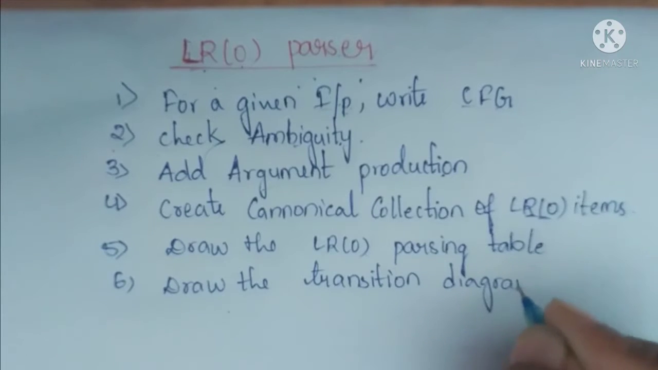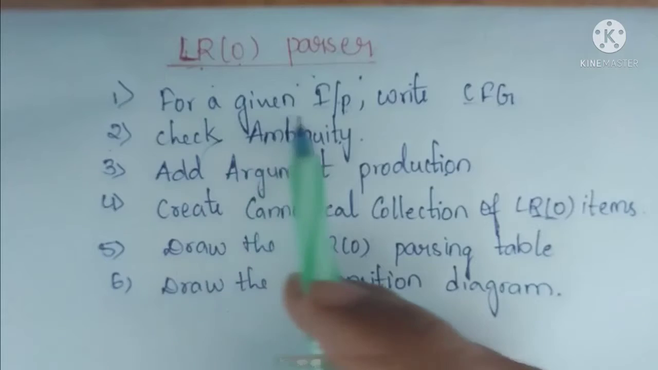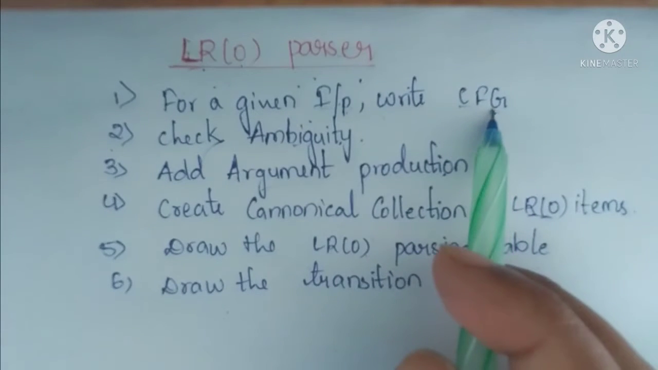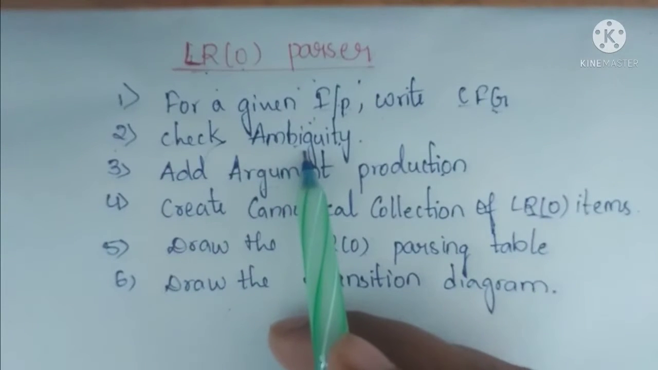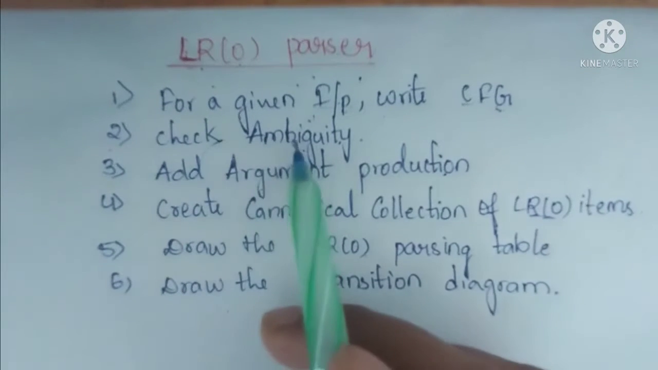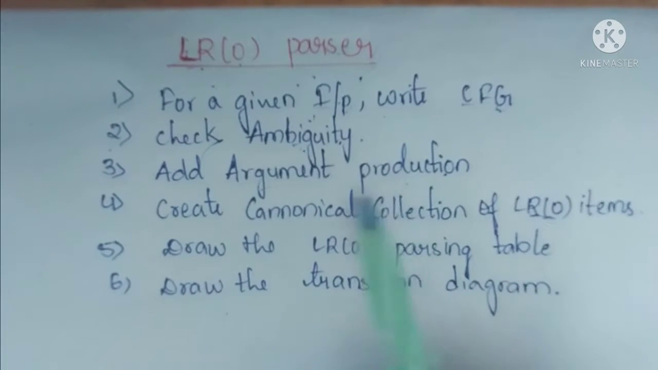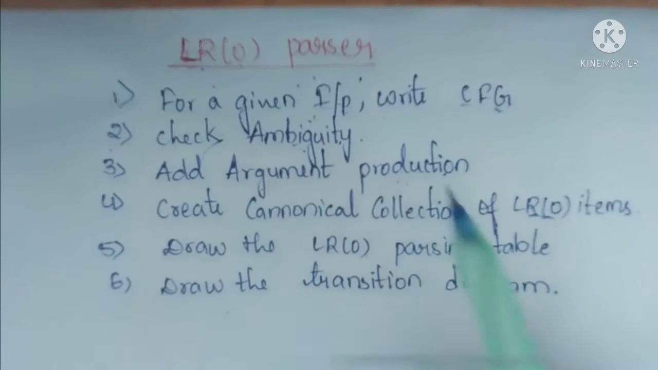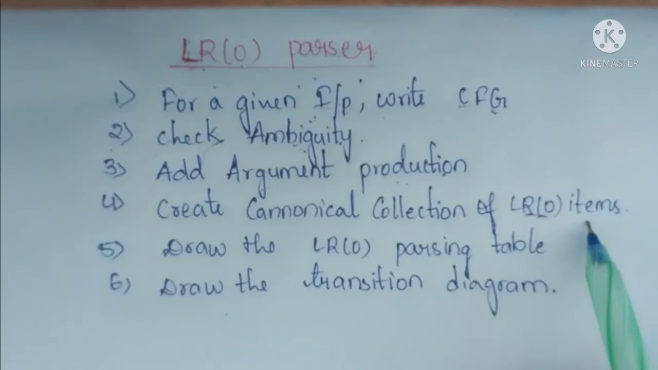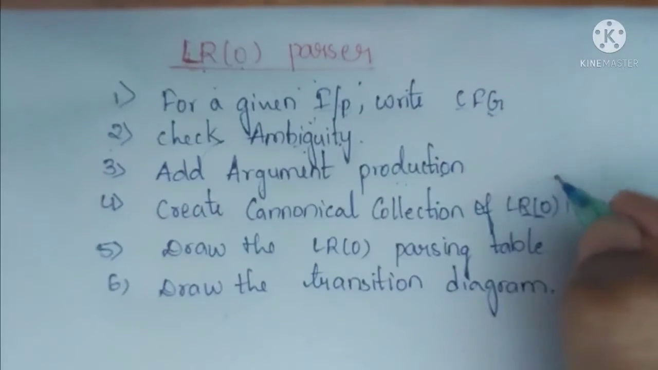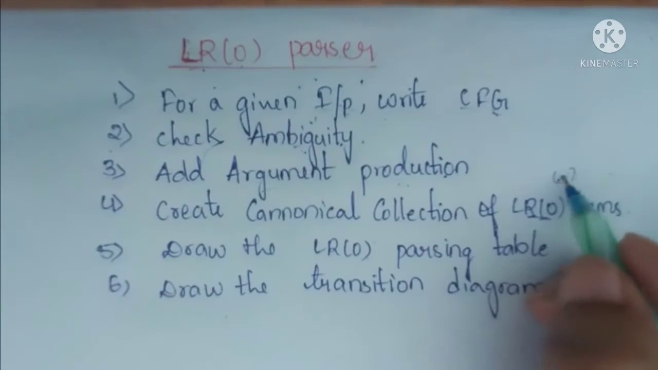Okay. So first point, you have to check the given input and write the context free grammar for that given input. Check for the ambiguity. If any ambiguity is there, you have to add the augmented productions also. Next, after adding the augmented production, add the canonical collection of LR0 items. Means you have to include the dot production in the right hand side of the production.